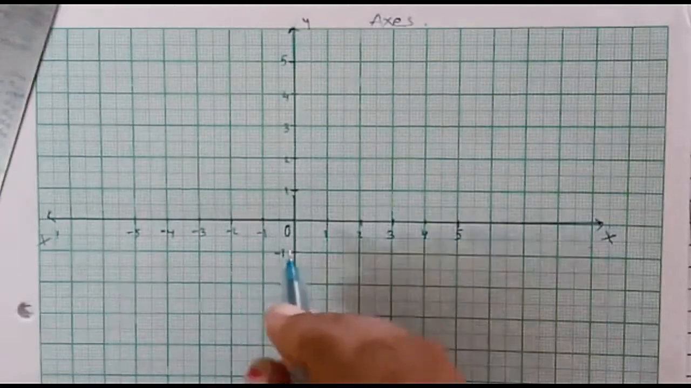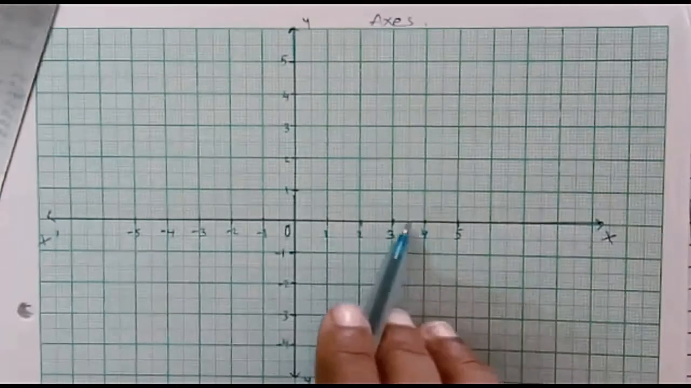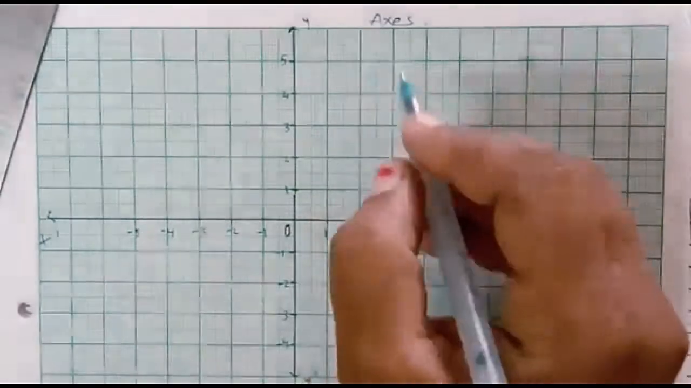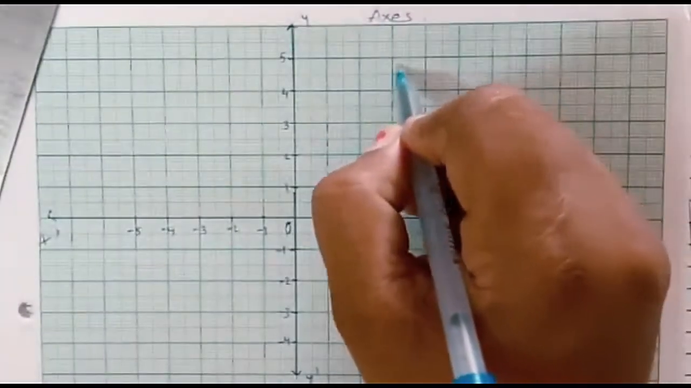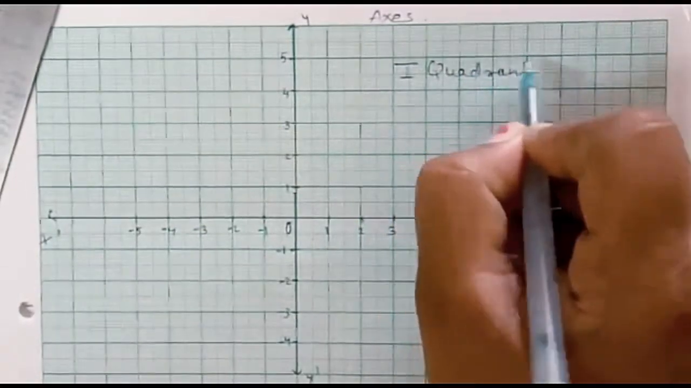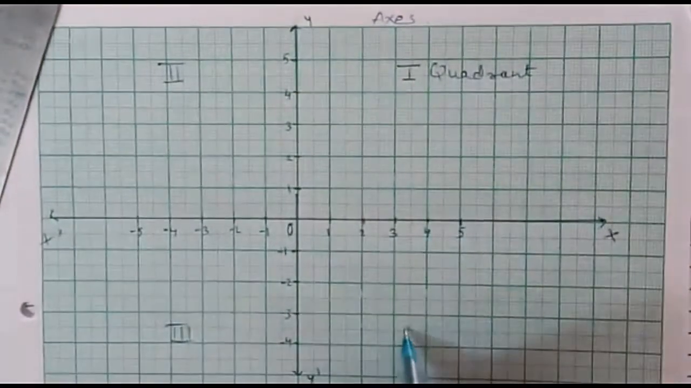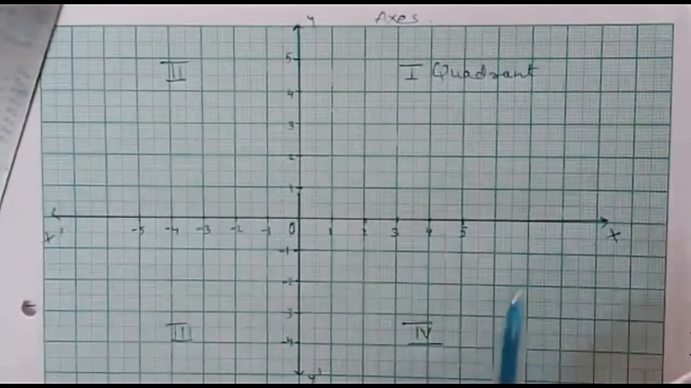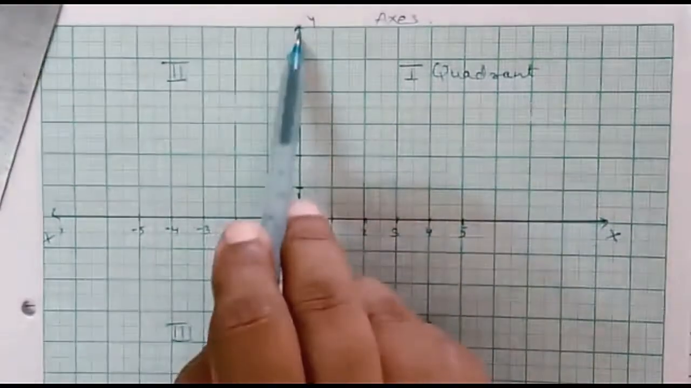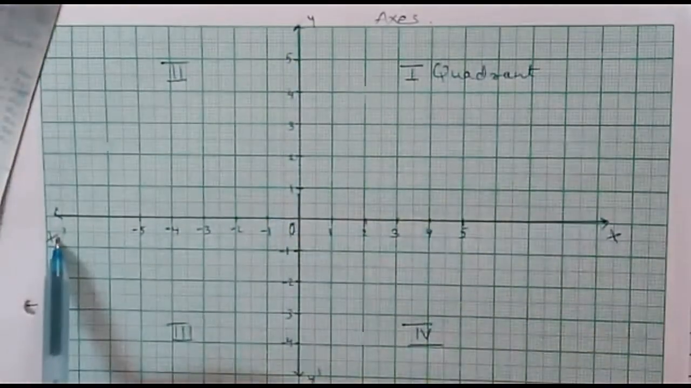Now, where is the origin? The point of intersection of the x-axis and y-axis is called the origin. These two axes intersect each other in such a way that they form four quadrants. This one is called the first quadrant, this one the second quadrant, third quadrant, and fourth quadrant. We can also say the first quadrant lies in the interior of angle XOY. The second quadrant is the interior of angle YOX dash.